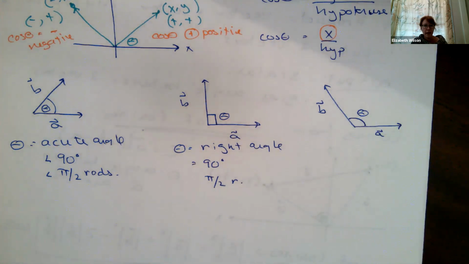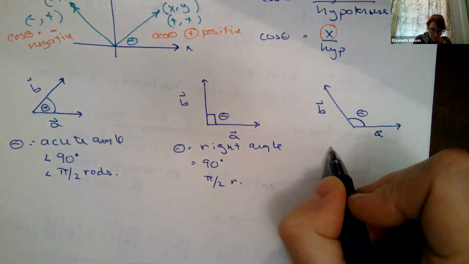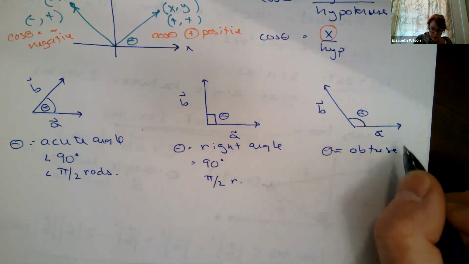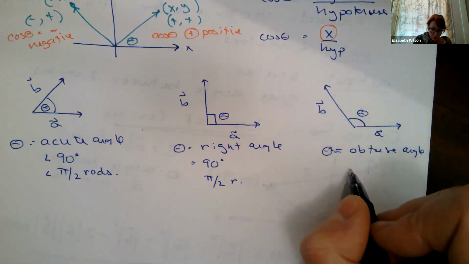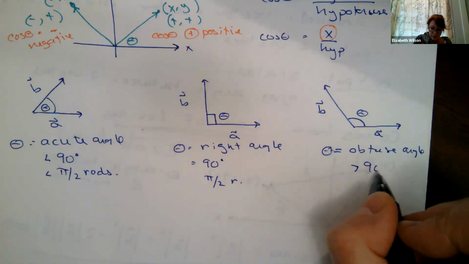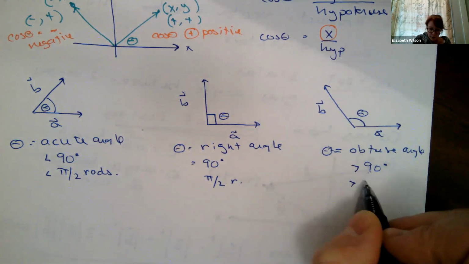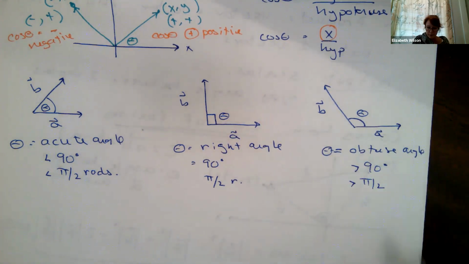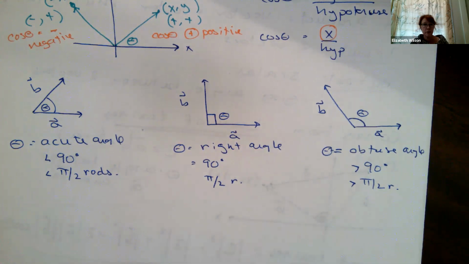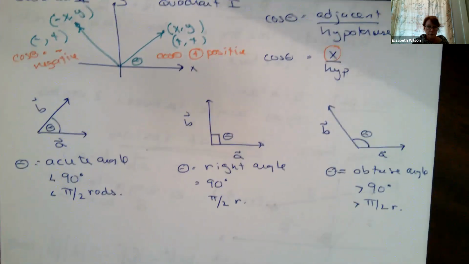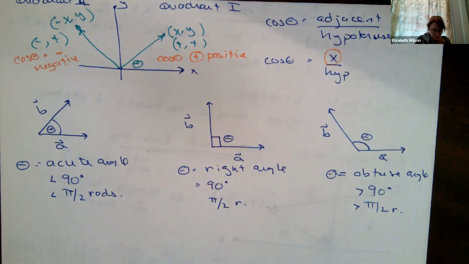When our angle is greater than 90 degrees, it's an obtuse angle. It's less than 180, but greater than 90 degrees, which means it's greater than pi over 2 radians. So 91 degrees is an obtuse angle, even though it'll look like a right angle, but it's 91. It's an obtuse angle.